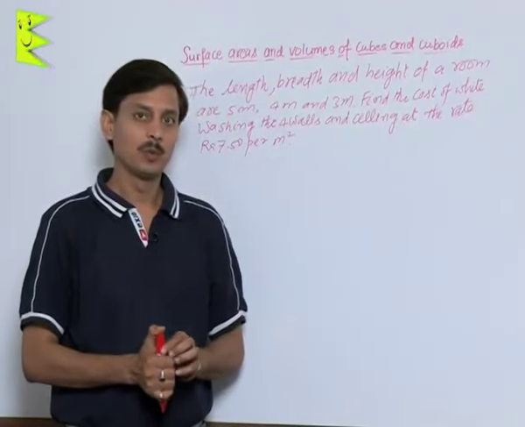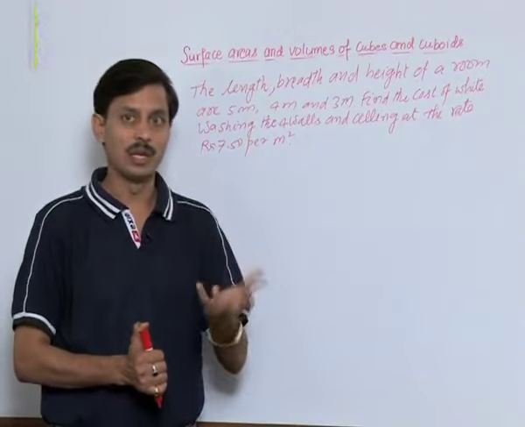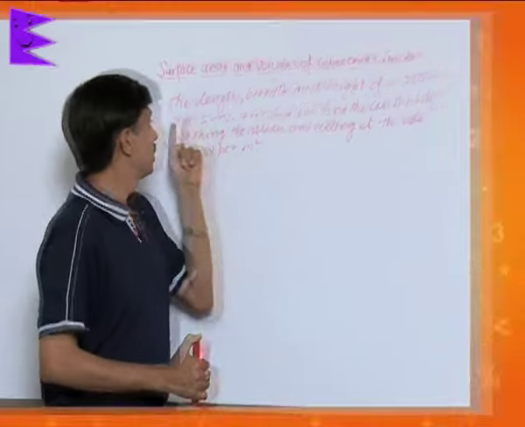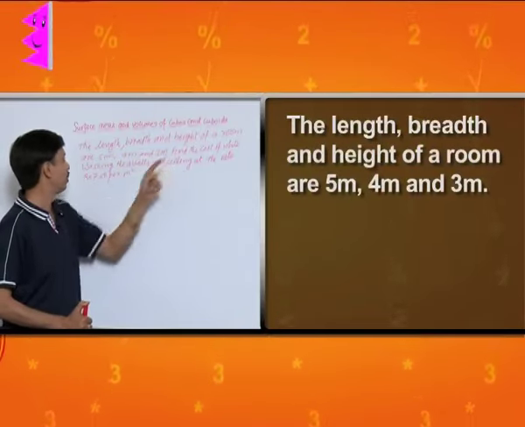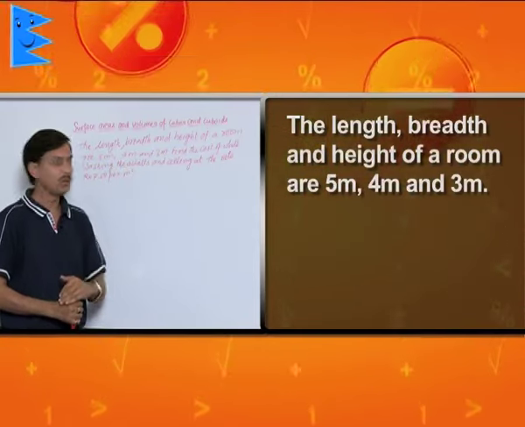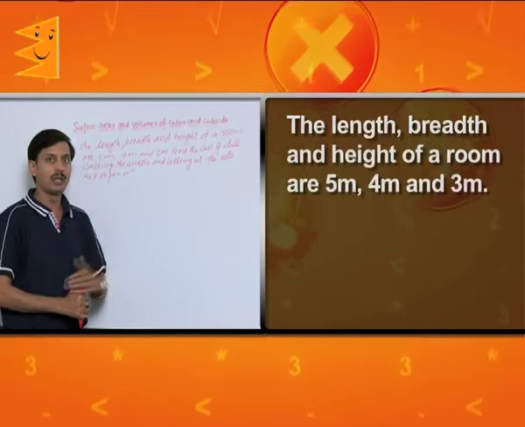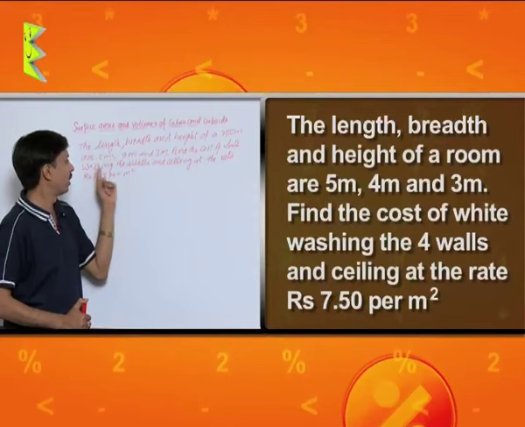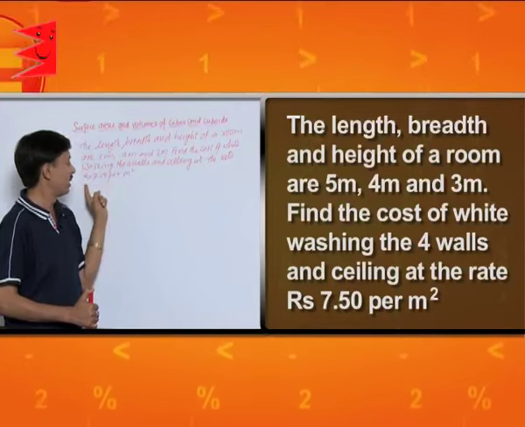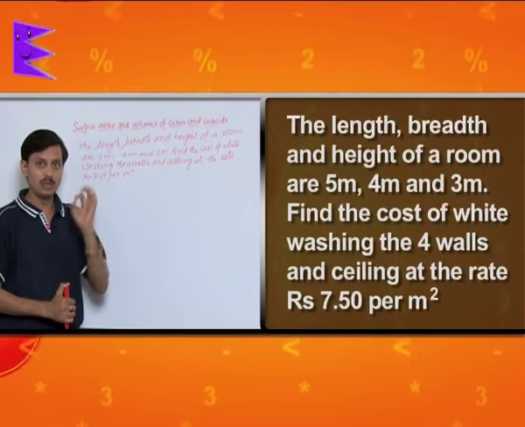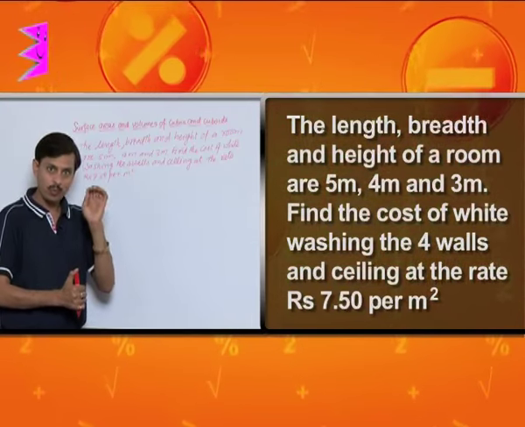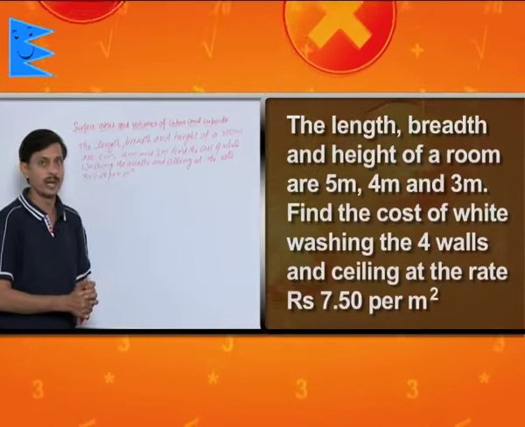Next example, where I am taking the application of surface area and how to find the cost. The question is: the length, breadth and height of a room are 5 meter, 4 meter and 3 meter. A room is 5 meter long, 4 meter wide and 3 meter high. Find the cost of whitewashing its 4 walls and ceiling at the rate of rupees 7.50 per meter square.